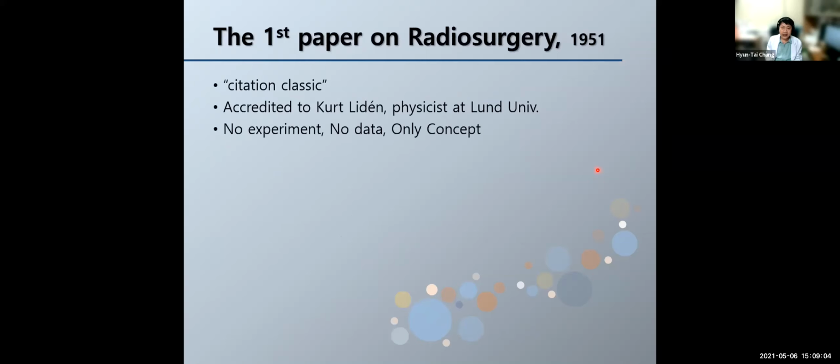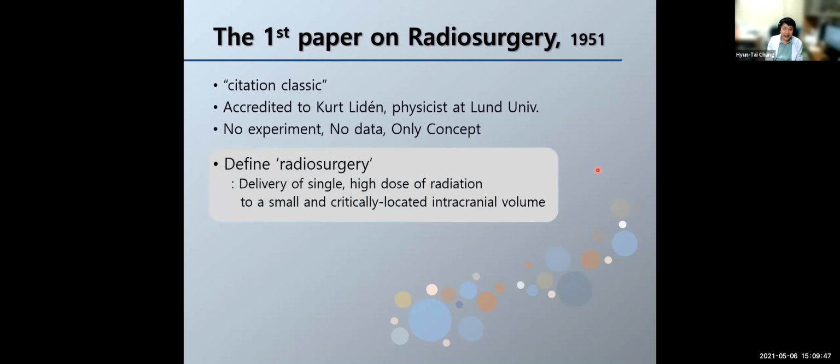And in 1951, Dr. Lars Leksell of Lund University, at that time Karolinska University, published a very important paper, the first paper on radiosurgery. It is a so-called Citation Classic. In that paper, he credited Kurt Liden, the physicist at Lund University, who actually did many things on the gamma knife, as you will see. In this paper there was no experiment, no data, only the concept was described. Those were all good days; we could publish a paper without any data.